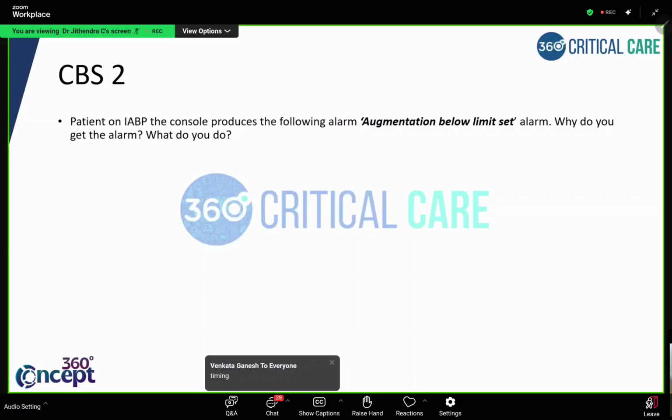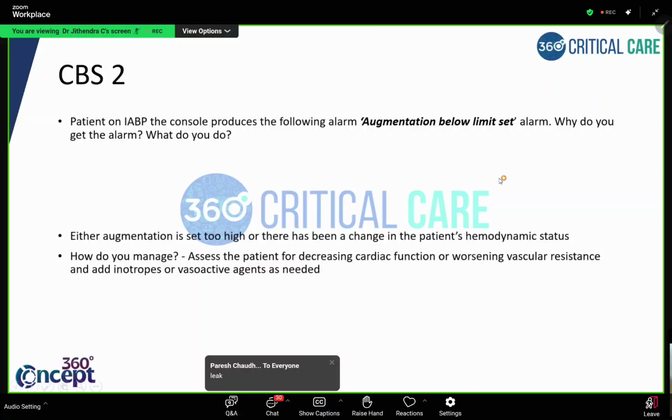I'll see what the answers are. Somebody says it is timing error. Check the helium level. Okay, next. Anybody else? Delayed inflation. So it is usually the alarm limits. One of the common things can be that the alarms may be set abnormally. Either augmentation is set too high, you have expected too high, or there has been a change in the patient's hemodynamics. Suddenly the patient had some issue. Some acute thrombosis has happened, or new ischemia is happening. The heart function became less. That is when you'll get this augmentation below set limit.